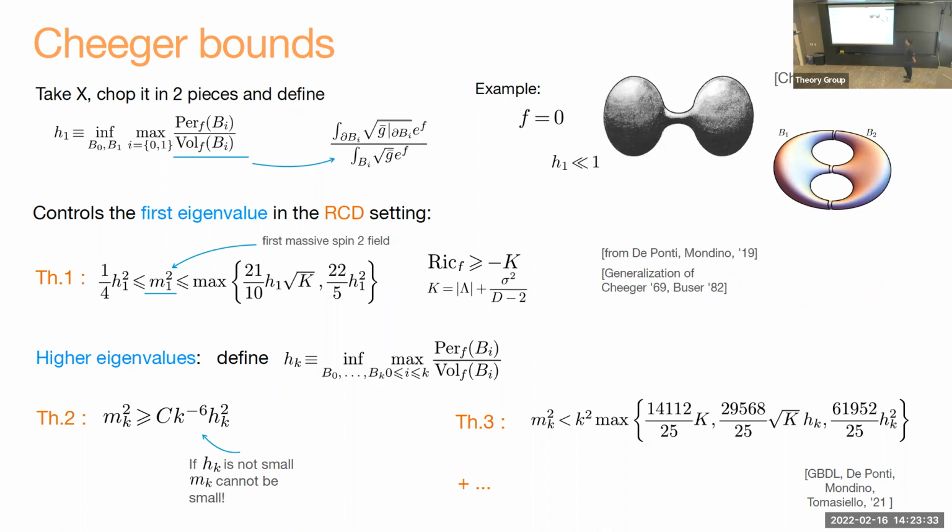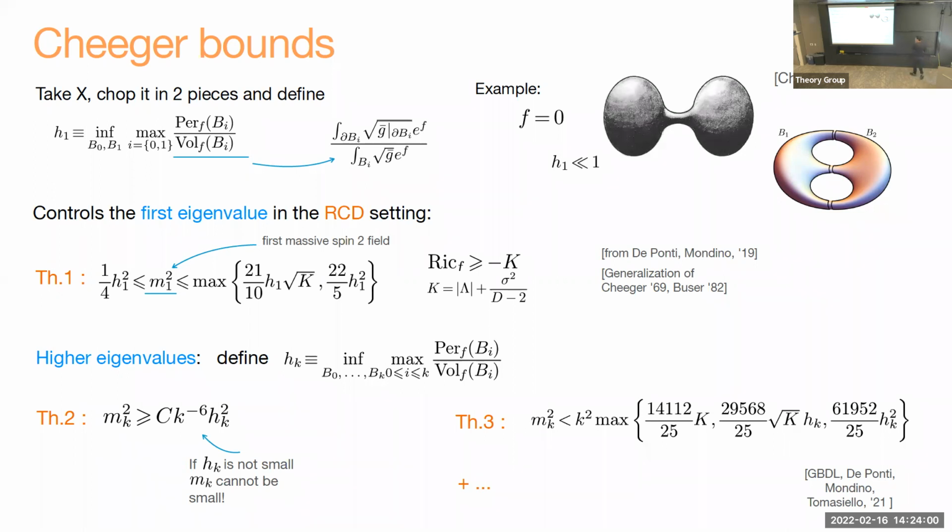Otherwise, it seems like for large k, you're just proving that mk squared is greater than 0. Yes, that's a good point. I guess it's a general rule that it becomes harder to bound the higher ones. Also, for instance, mk plus 1 is heavier than mk, but it doesn't look obvious from this formula.